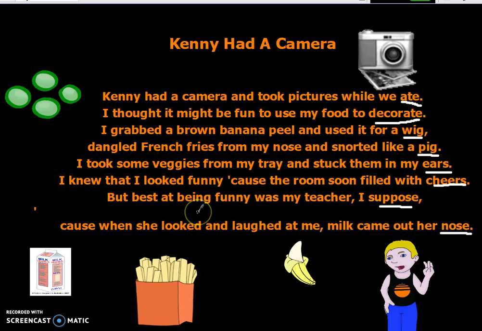Now let's see if we see anything else in the poem. Is there any repetition or onomatopoeia? I see some alliteration by the brown banana. The B repeats, and but best being, that also creates a rhythm, the alliteration of the B sounds in this verse and then in this verse.